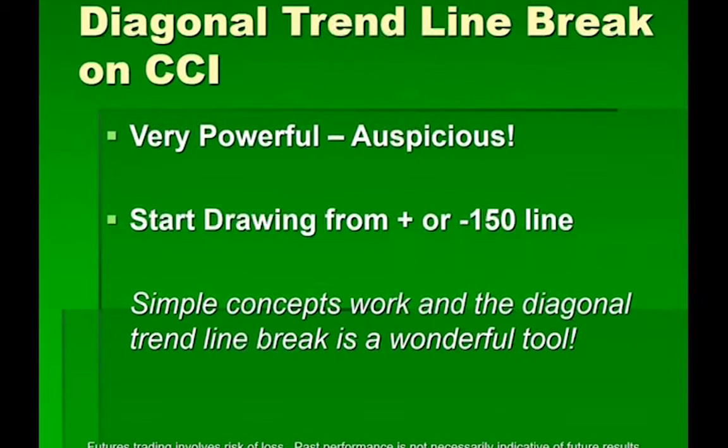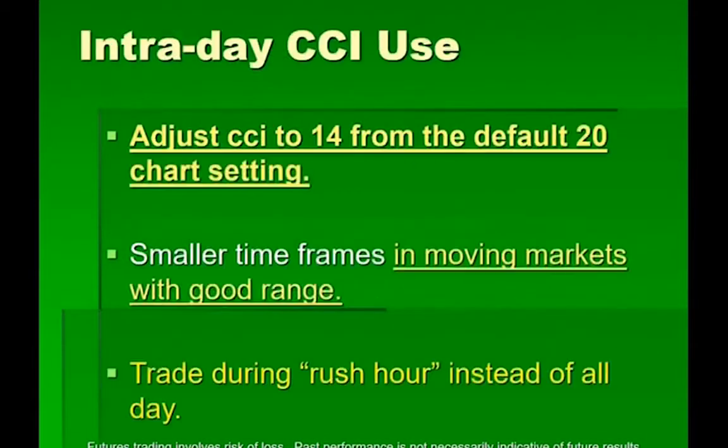Now, all I'm going to teach you today that you can immediately start testing is the diagonal trendline break on the CCI. It's very powerful. I like to say auspicious. You start drawing the line from the plus or minus 150 line. Simple concept. We're going to adjust the CCI to 14 because we're working with a faster time period. For the intraday, we adjust down from the default 20 to 14.